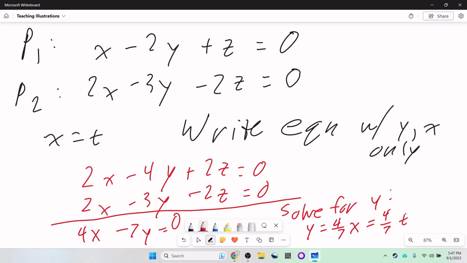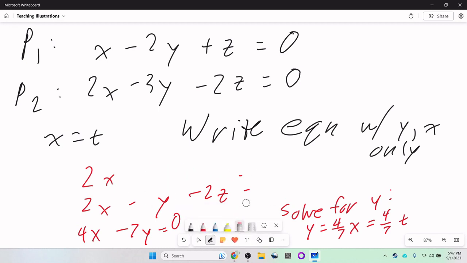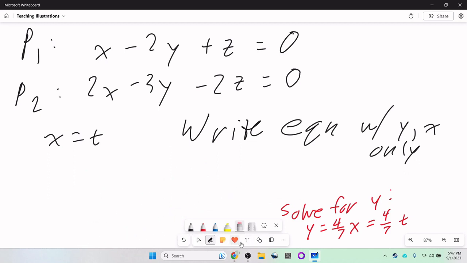If you were to leave it as x, I guess it would technically be right, but we want to think of it as being time, so we're going to replace with t when we can. So that gives us y. So let's see what we've got here. We've got x is t, and we've got y equals 4 over 7t. Now z, we could do the same thing as we did before, try to eliminate a y, but it's not necessary at this point.